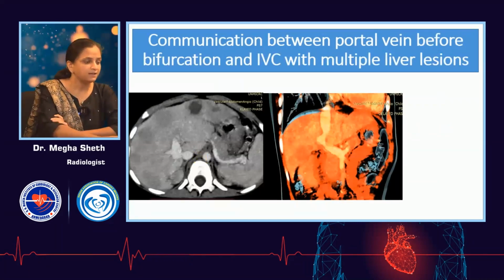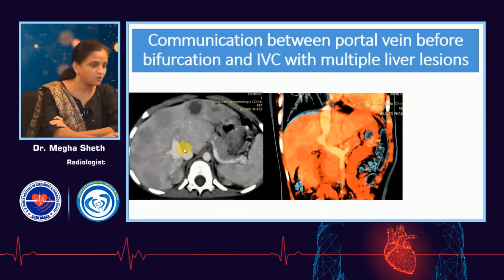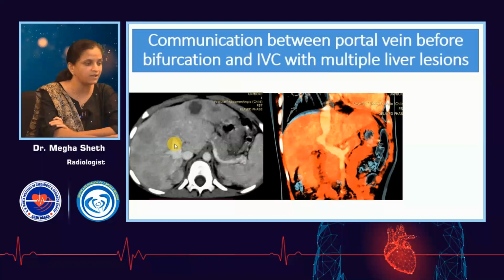Okay, this was another case. Here we can see there is communication between the portal vein at the porta and the IVC. We can also see the right and left branches of the portal vein. This is a thin VRT image of the same patient where we can see this is the portal vein and that communicates with the IVC.